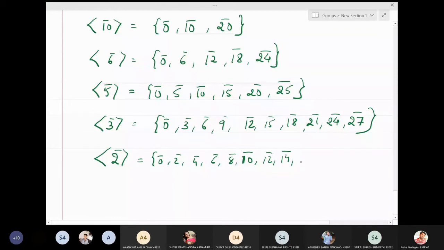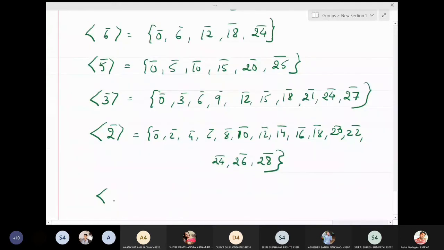I'm purposely writing all the elements. I know it is a lengthy task, but I'm writing them for the sake of our convenience. And last is 1 bar, the cyclic group generated by 1 bar, that is entire Z30. So we have written all the 8 subgroups of Z30. All the 8 subgroups of Z30 are ready with us now.